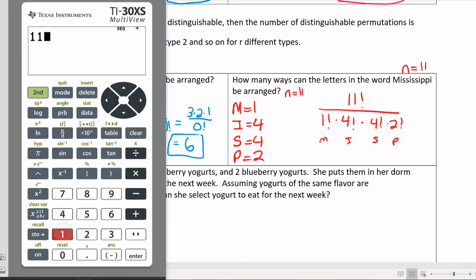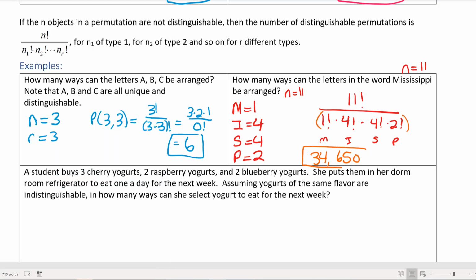So I have 11 factorial, so I'm going to use the permutation menu to find the factorial divided by, I'm going to use parentheses because I need to include all of the denominator together, 1 factorial times 4 factorial times another 4 factorial, and then times 2 factorial. Then I'm going to close my parentheses. So this gets me 34,650 different ways that we can arrange the letters in the word Mississippi.